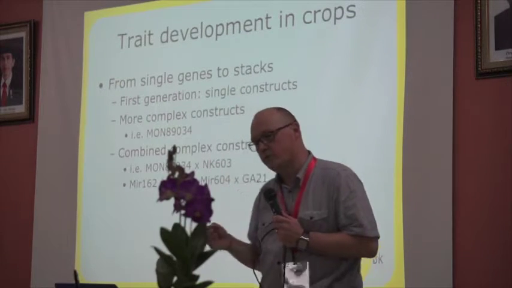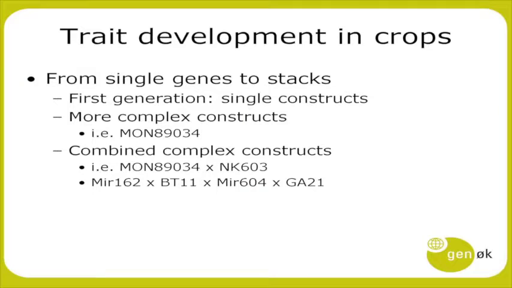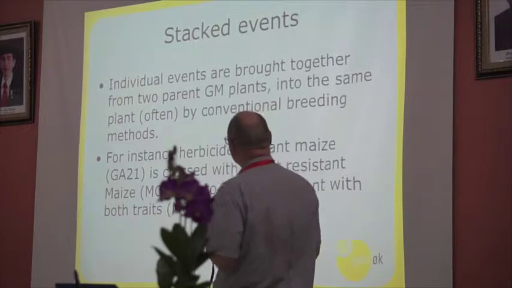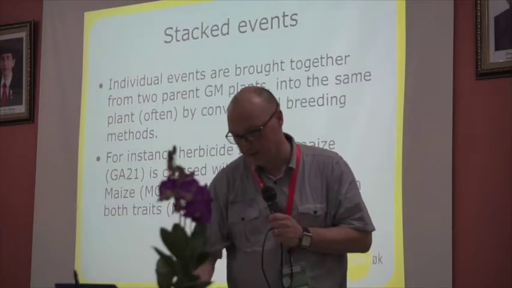So if we focus on crops, the first generation of GM crops were really single construct, one single gene into the plant, like we saw them on A10. But now more complex constructs have evolved, and they are being combined by a normal process into what we call stacking. It's really when you bring together two different traits, insect resistance, herbicide resistance, you cross them naturally by conventional breeding into one plant, and now you have both of those present.